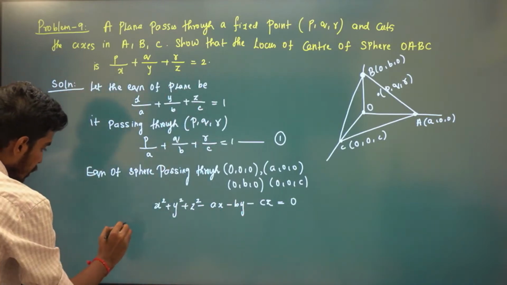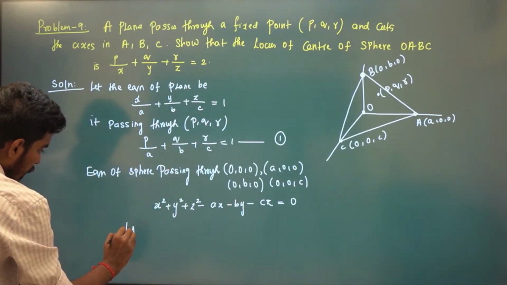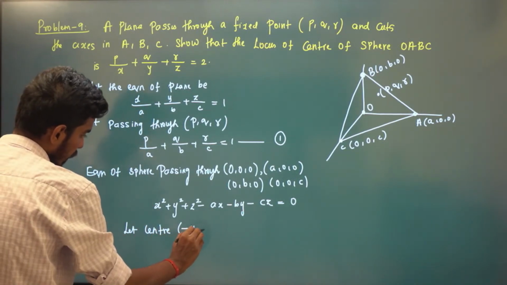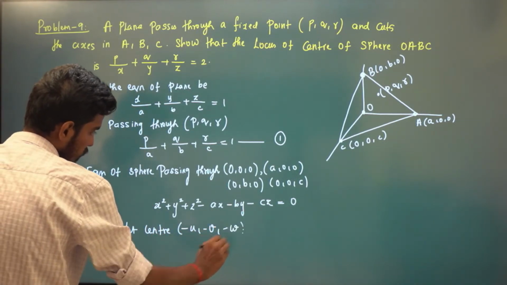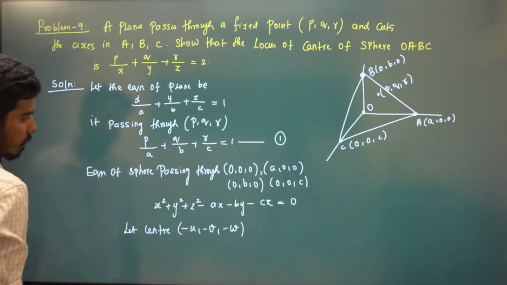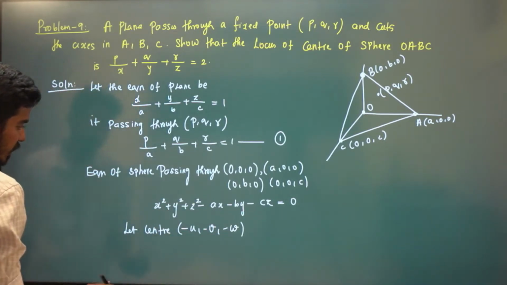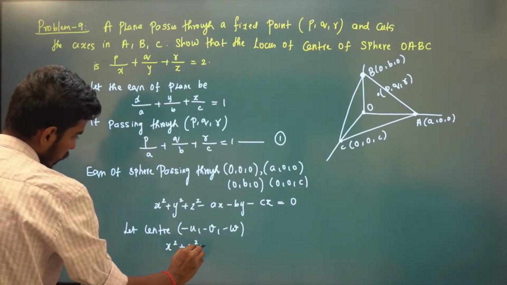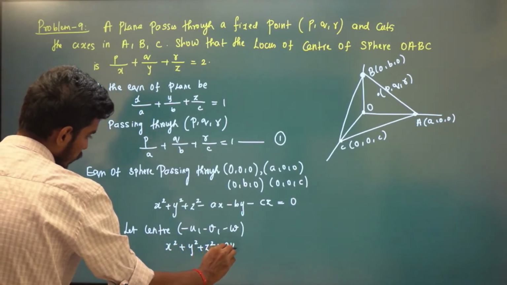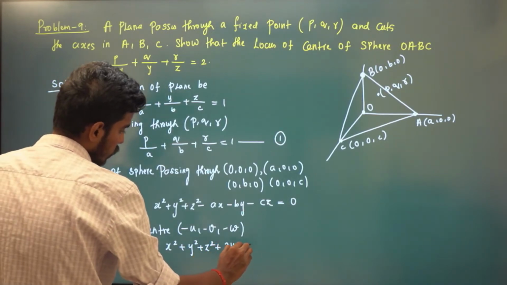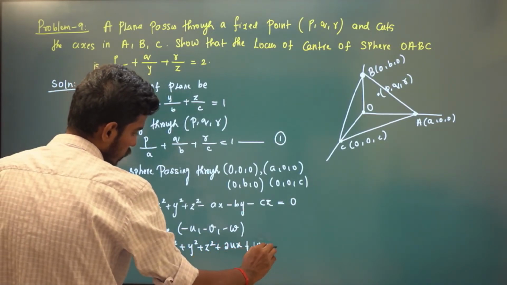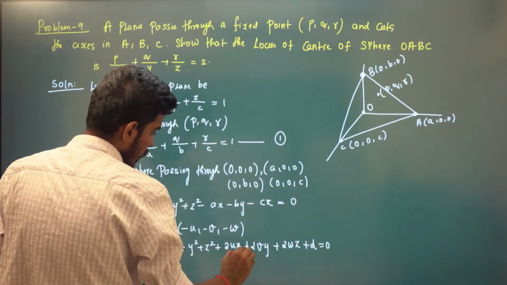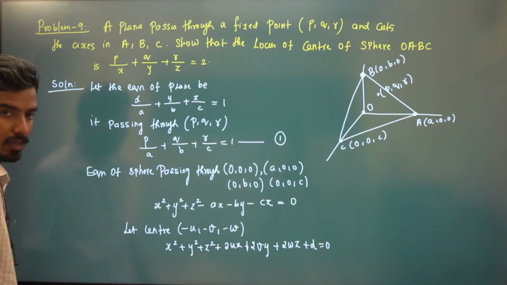Now, what is the center? The center is minus u, minus v, minus w, right? So, compare with the general form: x squared plus y squared plus z squared plus 2ux plus 2vy plus 2wz plus d equal to 0. This is the equation of a sphere, right?